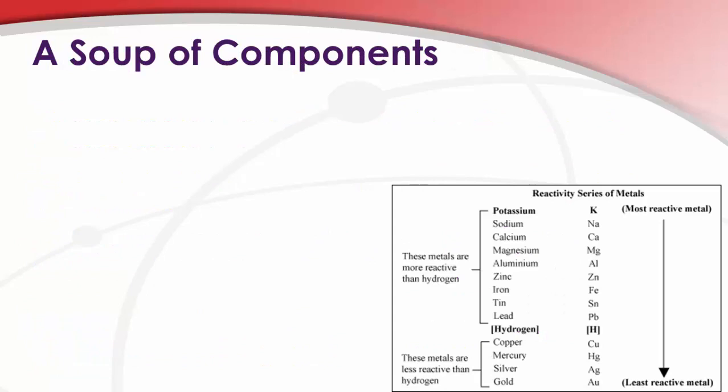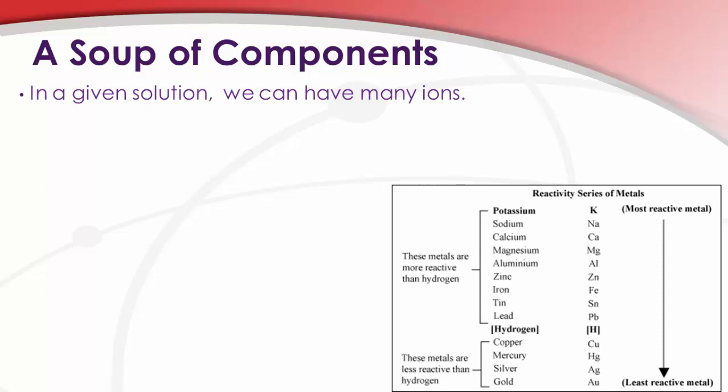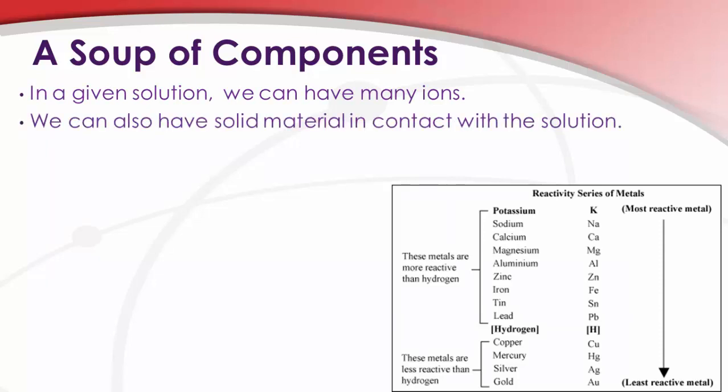And it's this willingness, this activeness, that determines how metals in a mixture will compete for electrons. So if we've got a soup of components and they're going to compete for electrons, we can determine what's going to happen based on the reactivity series of metals. This table applies whether we have a soup of ions or whether we have some ions and some solid material in contact with solution. If we want to determine what happens next, we turn to our reactivity series.